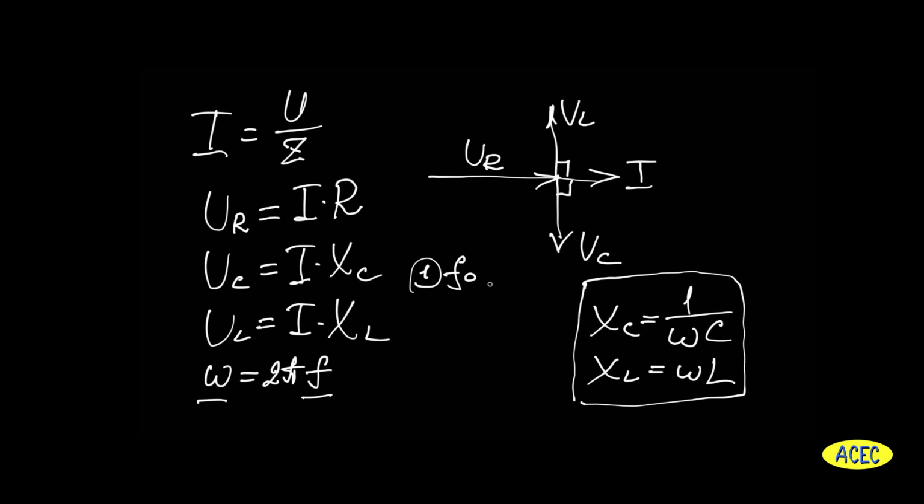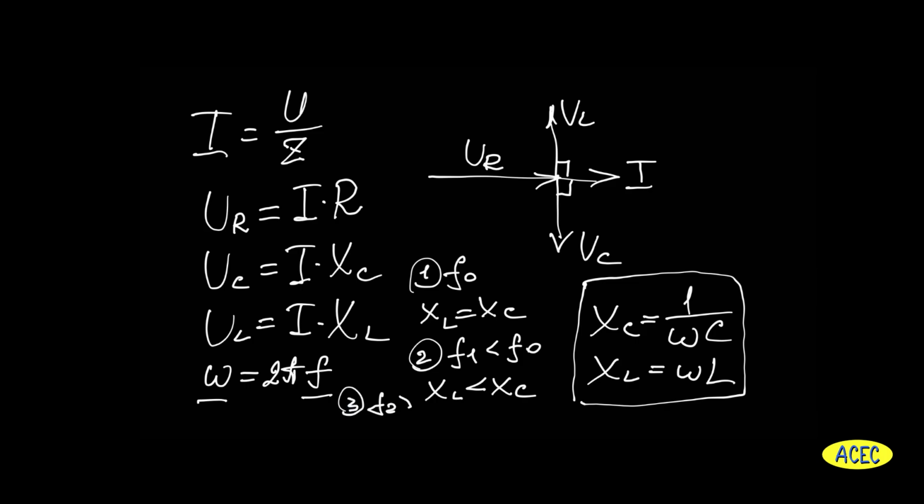And in first case, when we have resonant frequency, the inductive reactance is equal to capacitive reactance. Respectively, voltage on capacitor and voltage on inductor have the same value. Then we have situation when frequency is less than resonant frequency. Taking into account the equations which describe respective reactances, we will have that value of inductor reactance is less than value of capacitor reactance. So in the last case, when frequency of input signal generator has the higher value than resonant frequency, we will have reverse situation, means inductive reactance has the higher value than capacitor reactance.